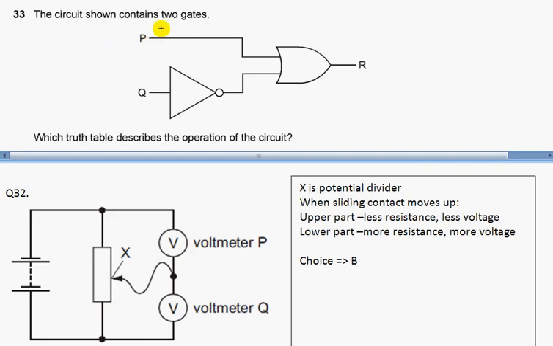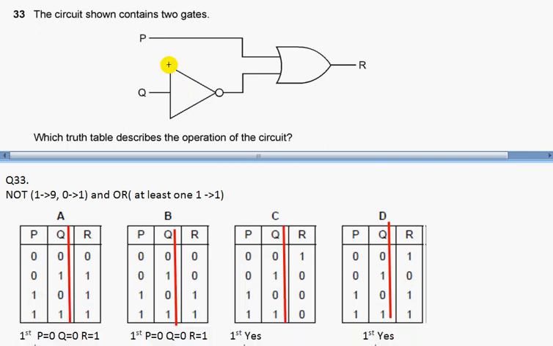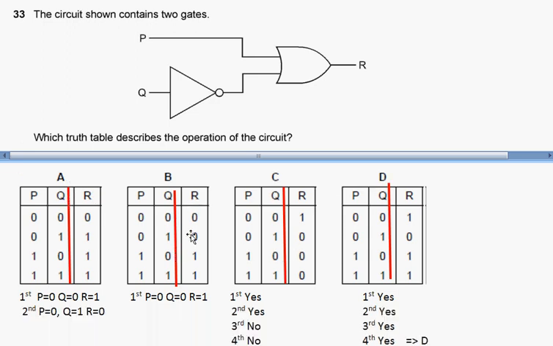The circuit shown contains 2 gates. Which truth table describes the operation of the circuit? Here we have one input, this is an OR gate. An OR gate gives 1 if at least one input is 1, and this is a NOT gate. In the table, the input Q is given, and the second input R will be the opposite. This is why I put here a red line to show the opposite. Let's analyze. First line: Q is 0, R is 1, so this should be 1. So this is wrong.